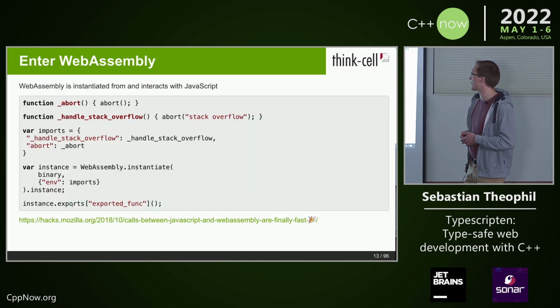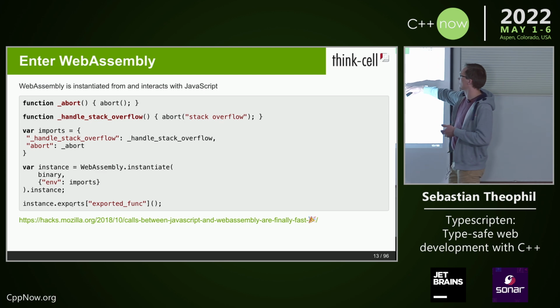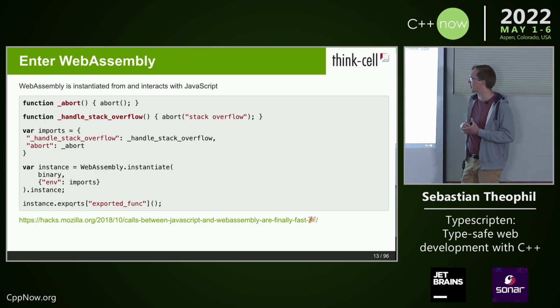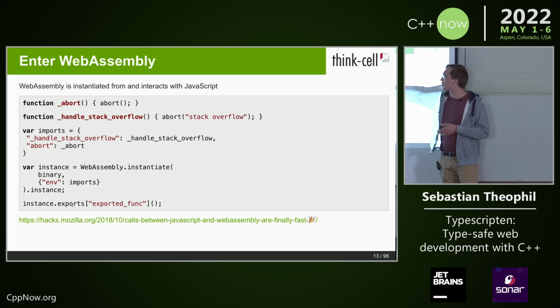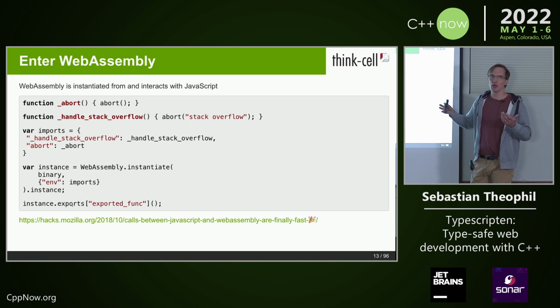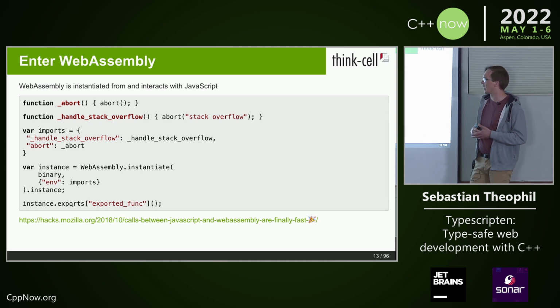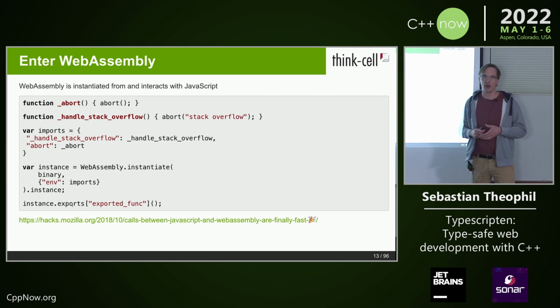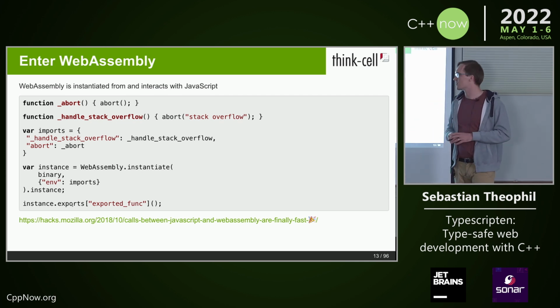This is how it would look in JavaScript. We implement two functions, which handle the error cases for our little application, make an import table, instantiate a WebAssembly module with the binary code we have downloaded from somewhere and our imports. And when that is done, we can call the exported functions on the WebAssembly module. So that's pretty simple.